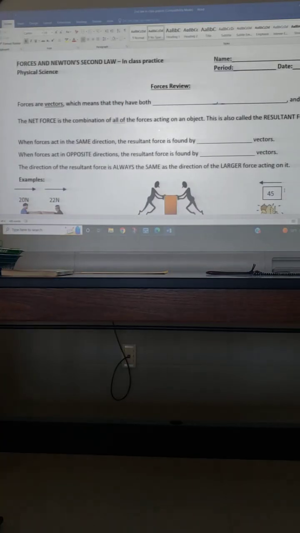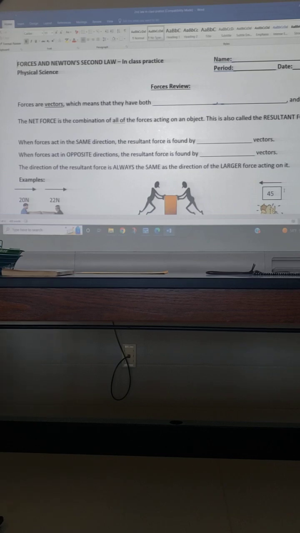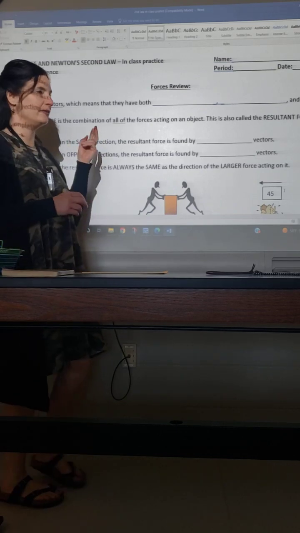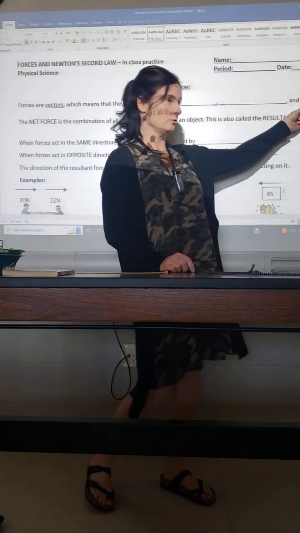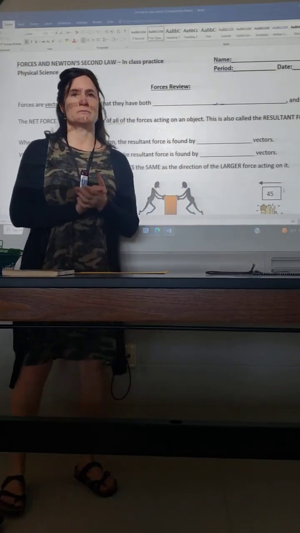So, quick little review. Forces are vectors, which means that they have to have three things. One of them is units. What are the other two things?